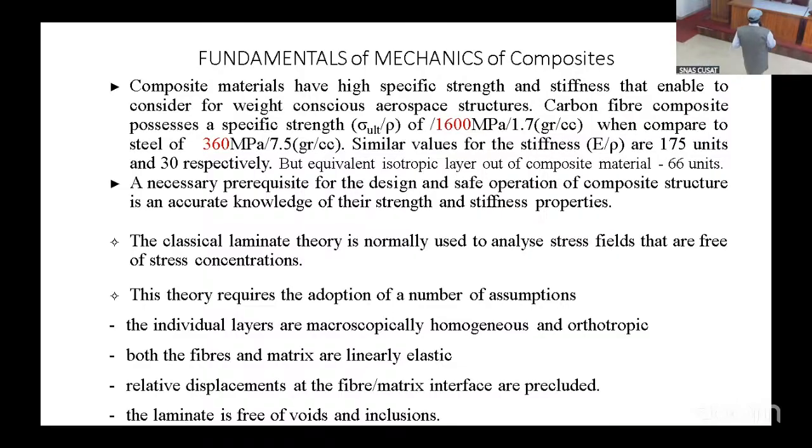Basically, these are all things you can read from your notes. There will not be any relative movement between the fiber and matrix, and it is homogeneous. What does homogeneous mean? If you take a sample from one place and a sample from another place, they will behave the same. In the case of isotropic, it is the same property in all directions. Here, it is not so in composite. In any two orthogonal directions, it will have the same property. That's the orthotropic material.